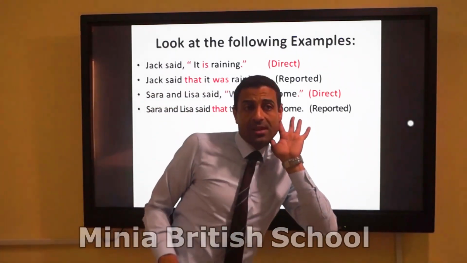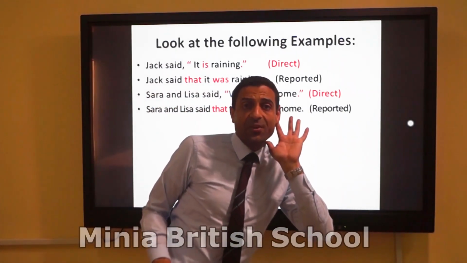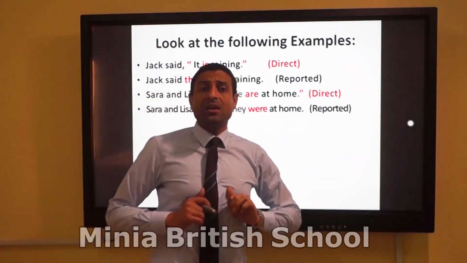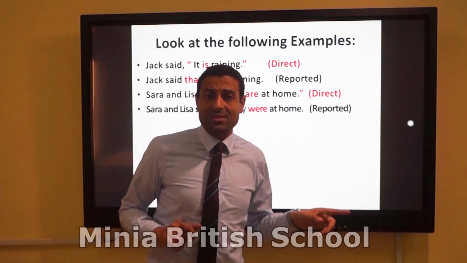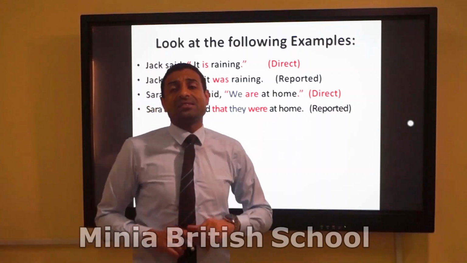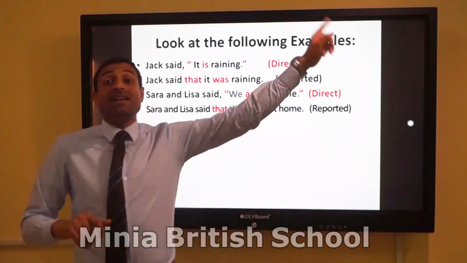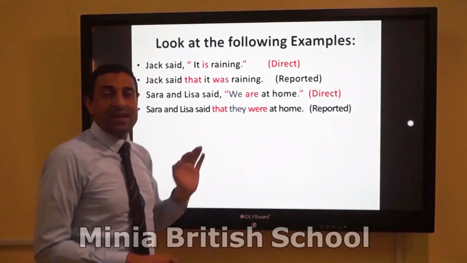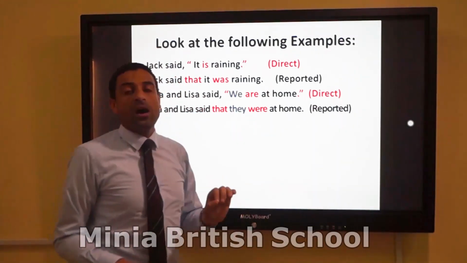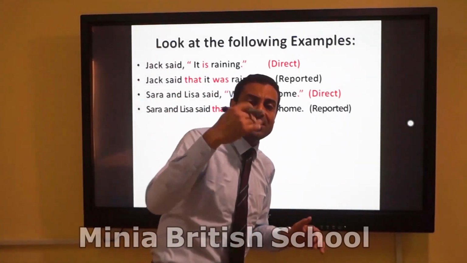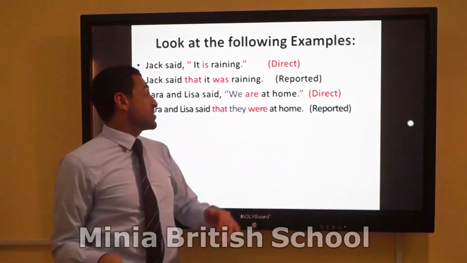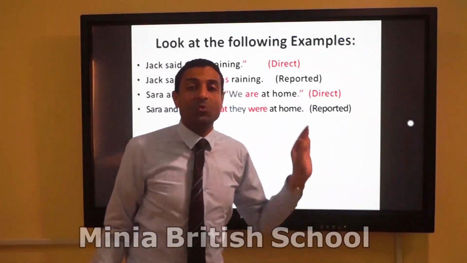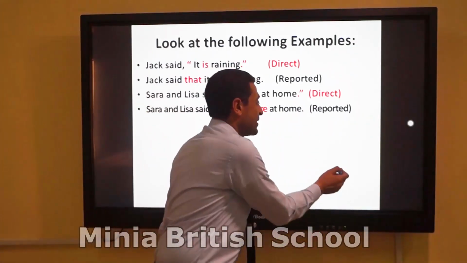I heard Sarah and Lisa saying this sentence, and they said we. But can I use we when I inform someone about this sentence? Can I tell him Sarah and Lisa said that we or they? Because I am talking about them: Sarah and Lisa said that they. And here, are is already in present, so change it to be the past. Sarah and Lisa said that they were at home.